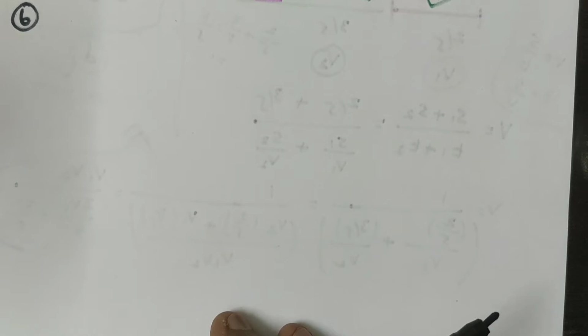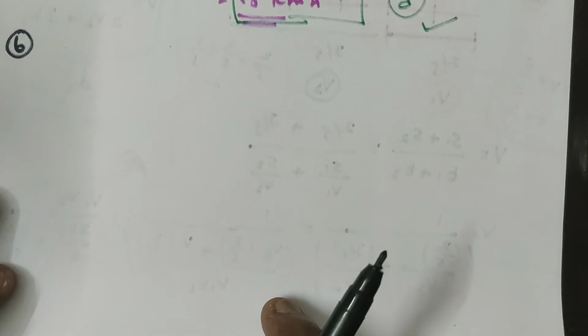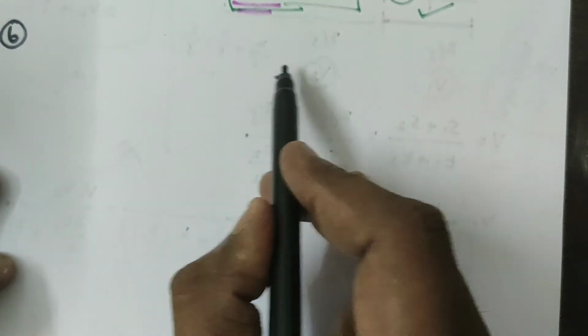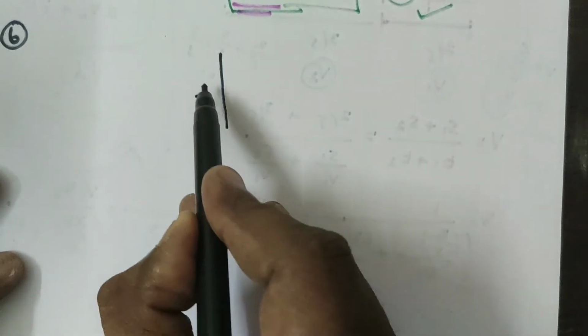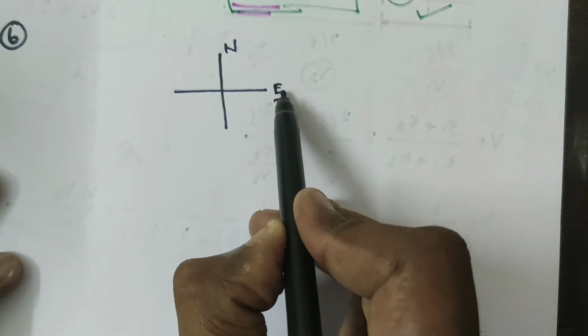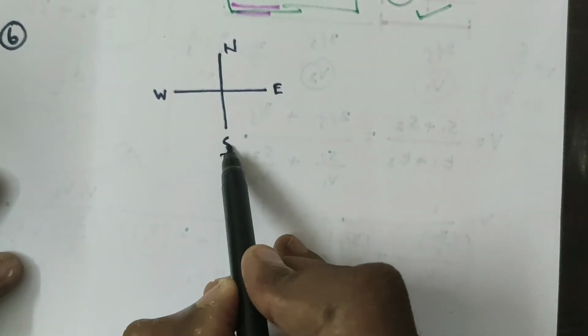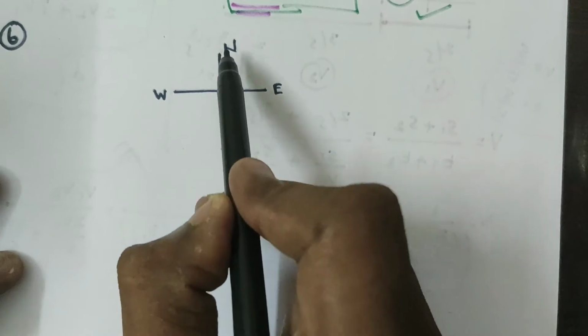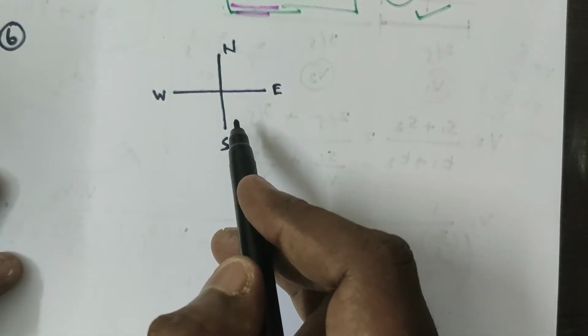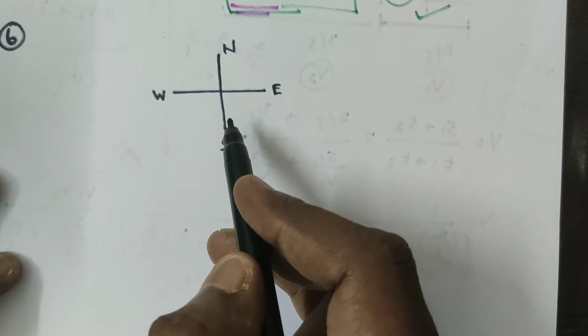A motorist drives north for 35 minutes. First I can mention the diagram. Please listen with the direction. We know the directions: N, E, W, S is NEWS. So north, south, east, west. So the question is, one motorist drives north for 35 minutes.